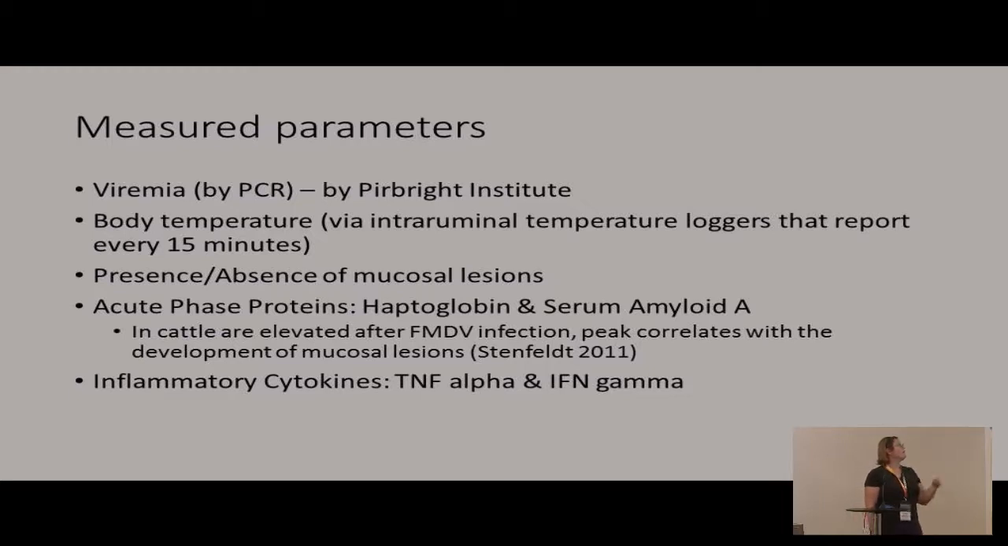And then we looked at acute phase proteins. So acute phase proteins are just non-specific markers of an inflammatory response. They're not specific to any disease, but there's some evidence in cattle, actually a lot, that they go up post-infection, and that correlates really well with clinical sign development in cattle. So we asked if that happened in buffalo. And then 2 inflammatory cytokines that we measure quite frequently in buffalo, so we know they work and we have the reagents. They're TNF-alpha and interferon gamma. So just looking to see if there was an inflammatory immune response.